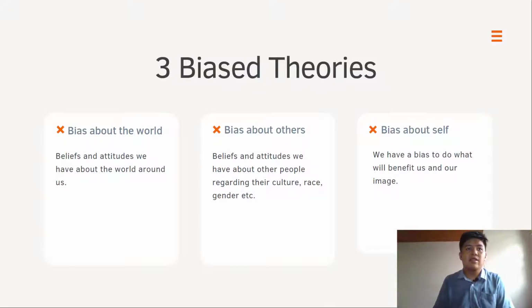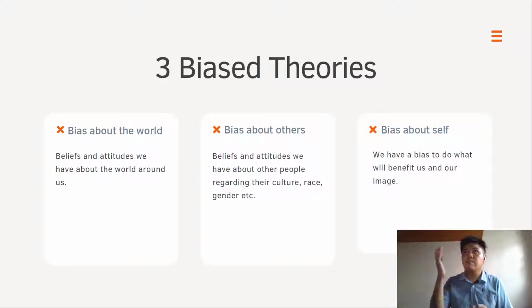The first one is that you have a bias about the world. You have beliefs and attitudes about the world around us. Okay, it could be like 2020 is such a horrible year. Everything is bad. I should just make bad decisions. That is a bias.